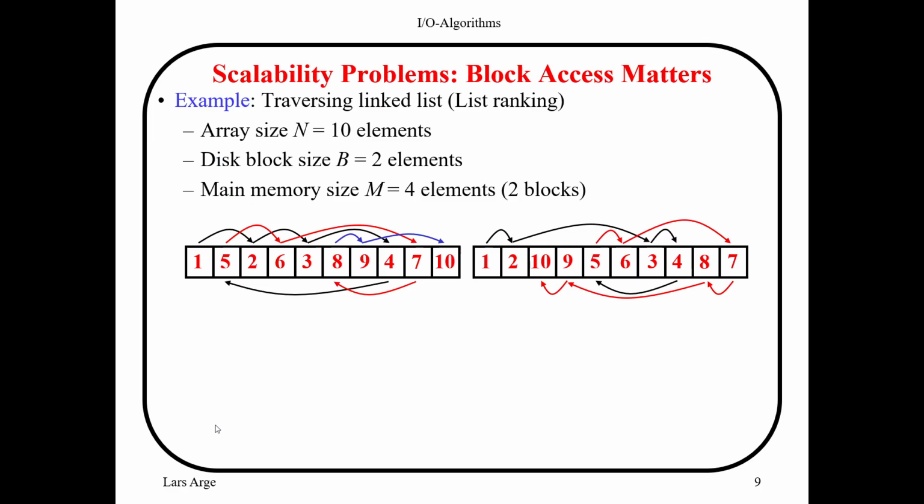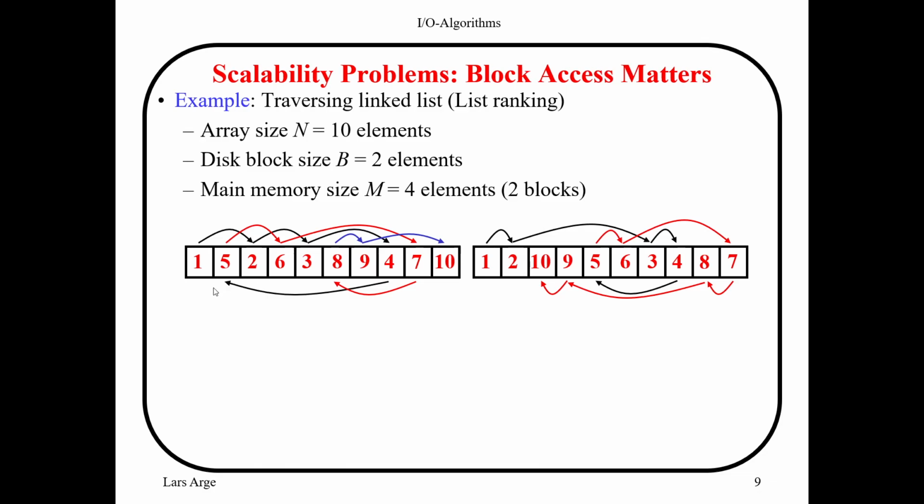And then I'm going to show you some examples for now, and then we're going to look at some more serious problems and applications later on. So just to give you an example, we can look at the problem of traversing a linked list. Imagine that I have a linked list that is stored on the disk, and the disk block size is 2. So the first 2 elements are in one block, the next 2 elements in the second block, etc.